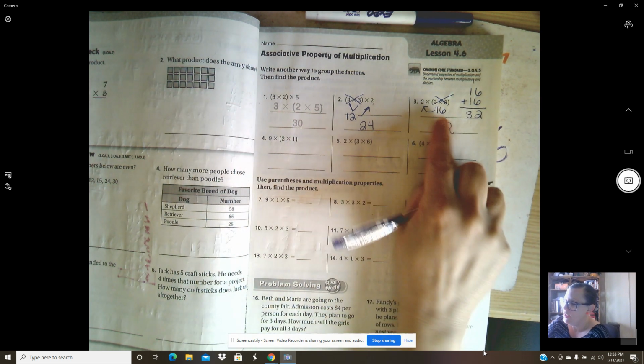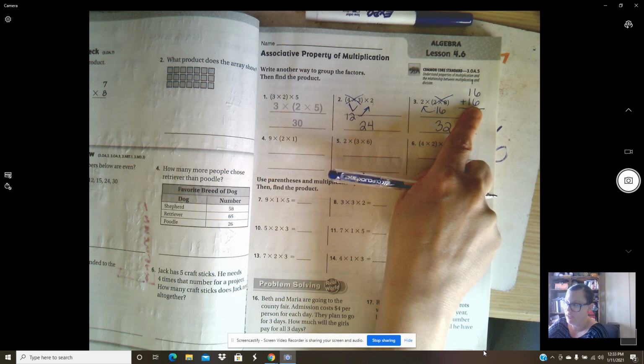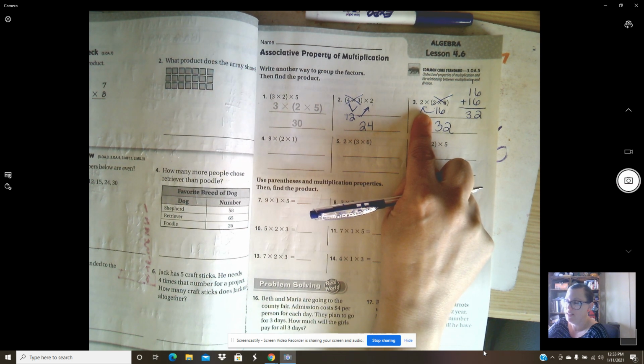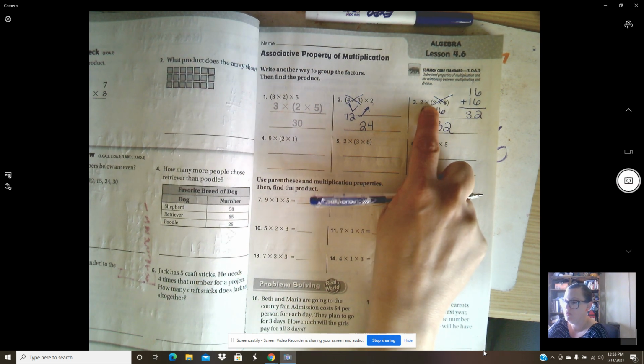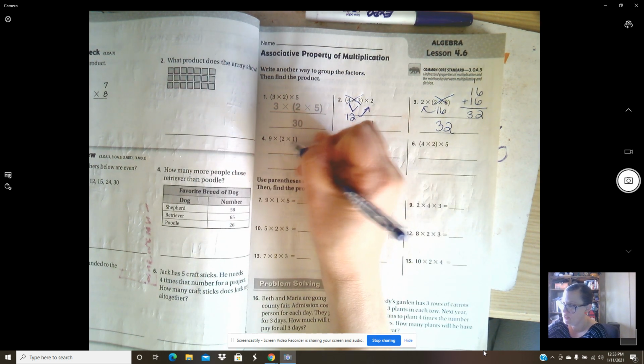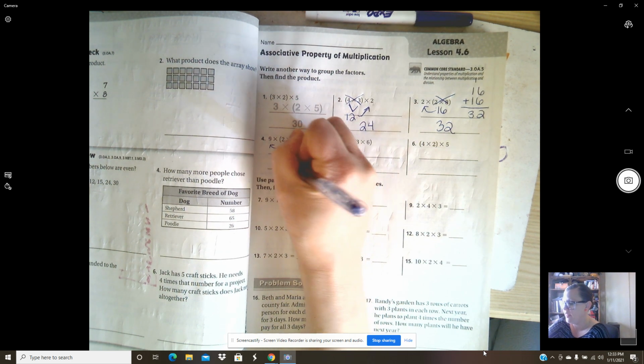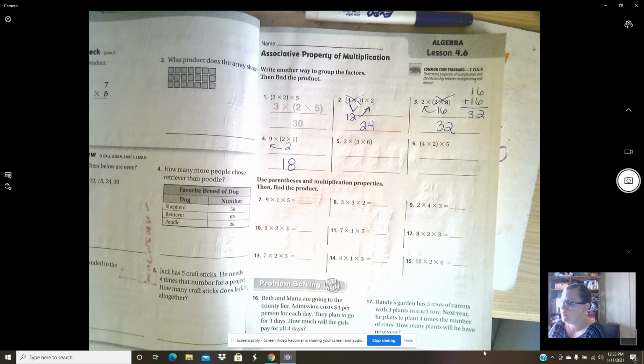So remember, if you don't know the answer to the multiplication, you can always do repeated addition and add the number as many times as it says. This one says 16 times 2. I'll do one more. This one is 2 times 1, so it's 2. Then you have the 9, so you do 9 times 2. That one you can count by 2s and get 18.